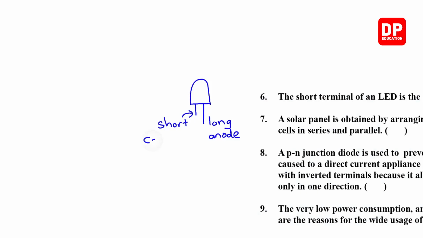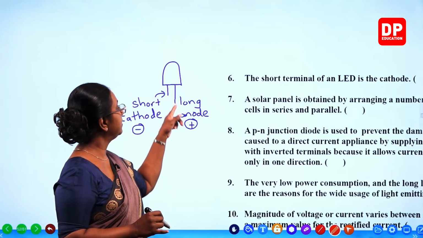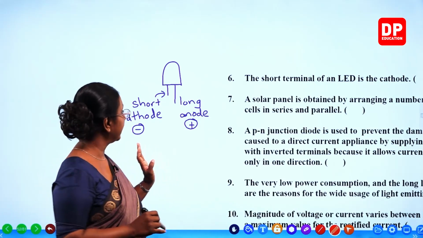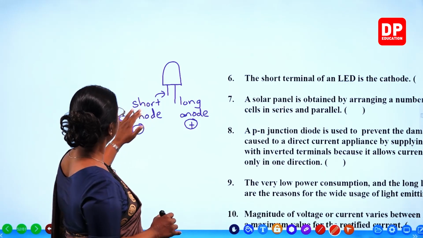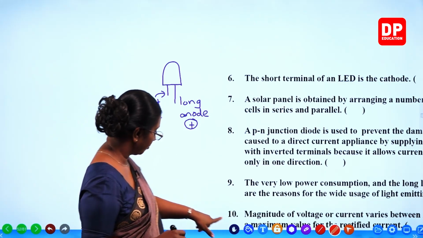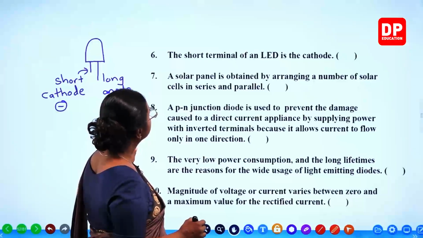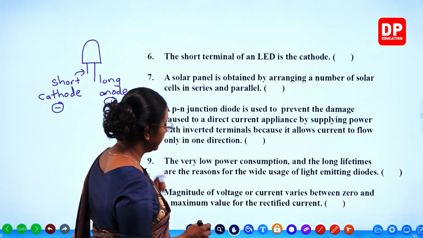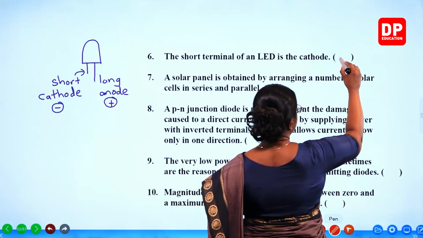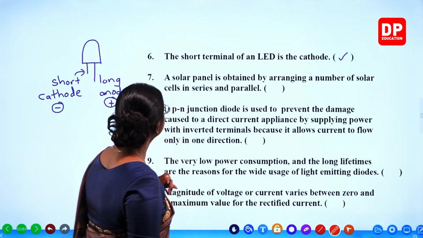Short one is the cathode. And here cathode is the negative terminal, anode is the positive terminal. So if it is an LED like that, the long terminal is the anode and the short terminal is the cathode. So to answer the question, you can see the short terminal of an LED is the cathode. That is correct.